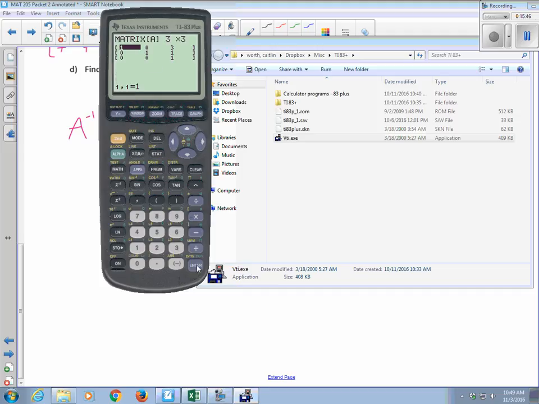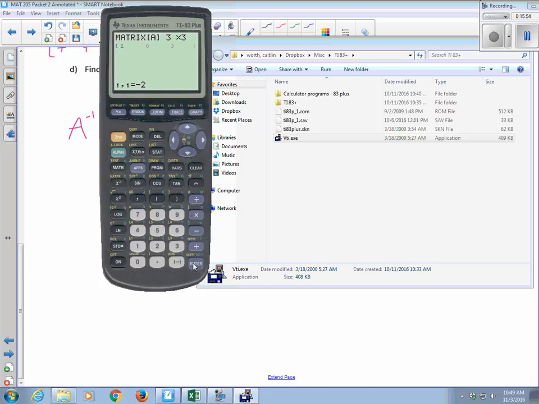All right, so it's -2, -2, 1, -1, -5, -4, -2, and 7, 4, -1. Okay, so it's not in the math, it's not in the matrix math menu.